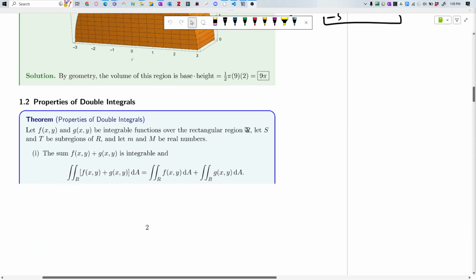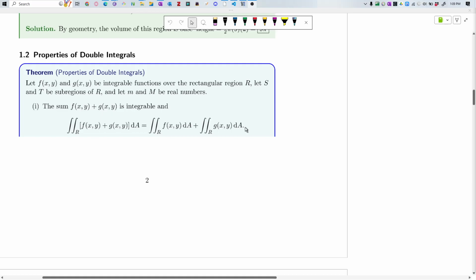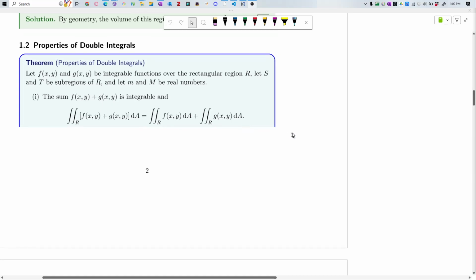Okay, now for some properties of double integrals. I would say that all of these properties are intuitive.